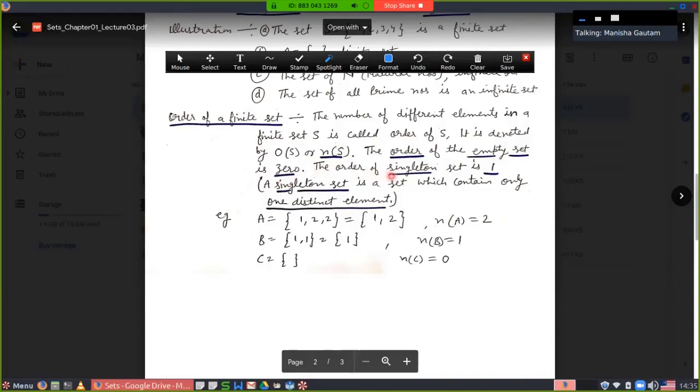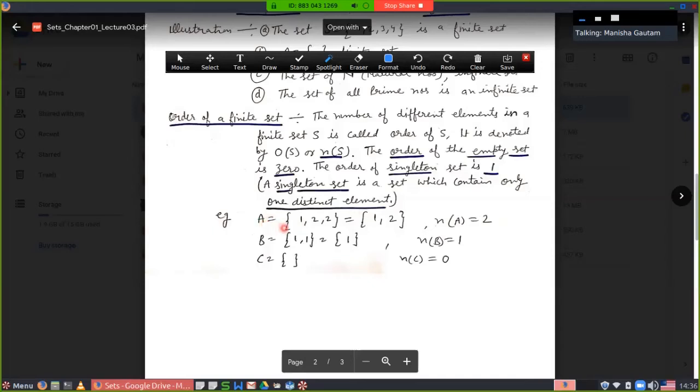The order of a singleton set. A singleton set means a set having only one element. It means the order of this set is 1. A singleton set is a set which contains only one distinct element. Here I give an example for this.